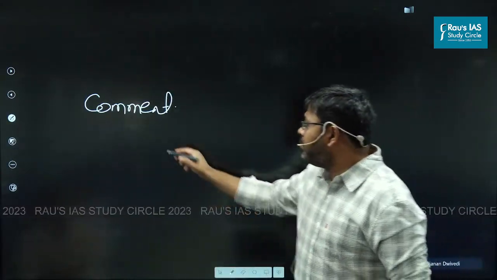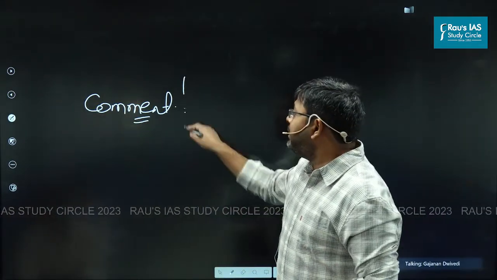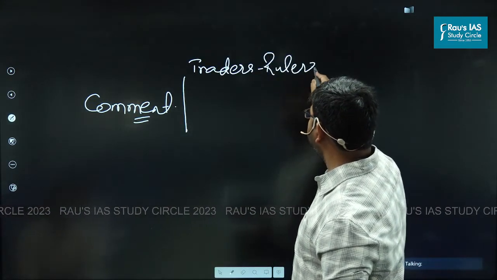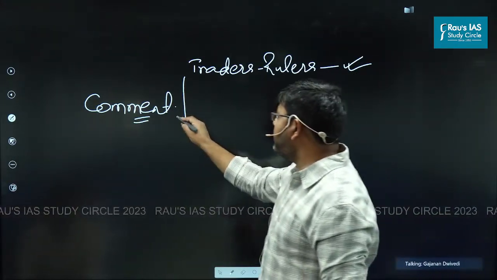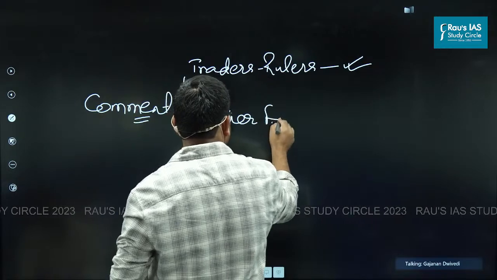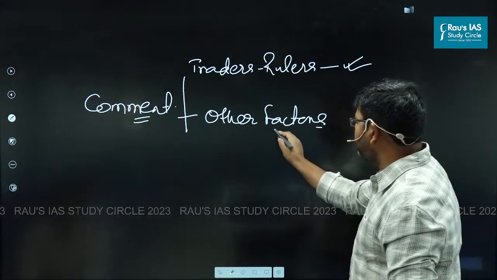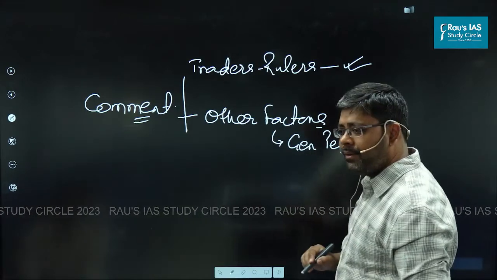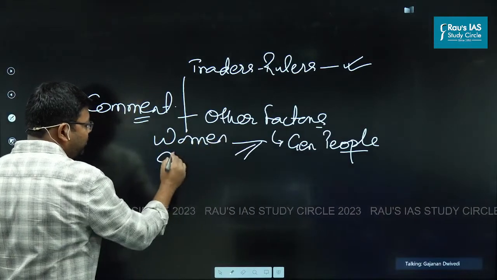So, suppose you are Romila Thapar and suppose you are R.S. Sharma. In your opinion, the traders and the rulers certainly created the conditions for the rise of Buddhism. There is no doubt about this. But in your opinion, certainly there were so many other factors as well. Think about it. Other factors. Suppose you talk about general people. Who were the general people? The women? You talk about the Shudras?